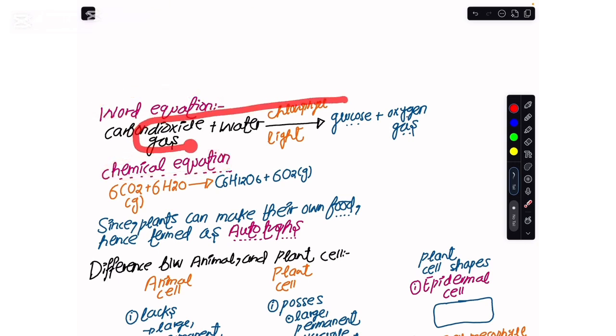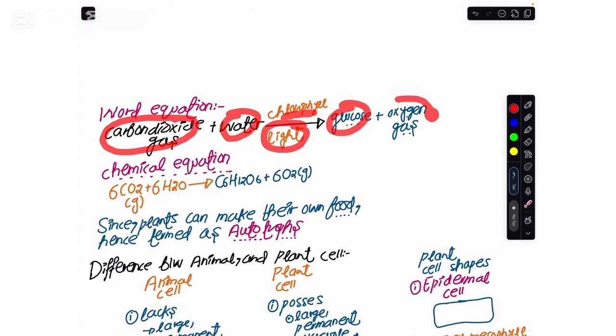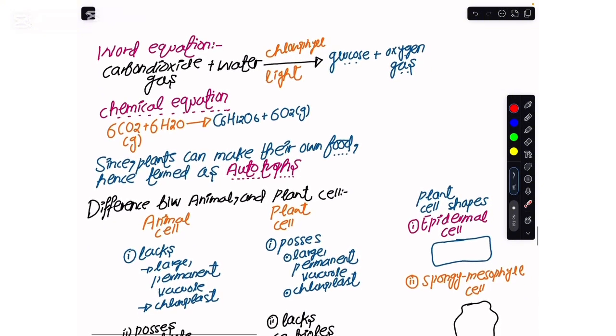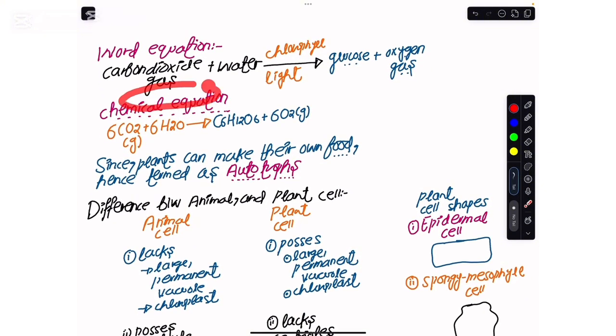This chemical equation is entirely opposite of respiration. Over there, the reactants were glucose and oxygen gas, but here the reactants are carbon dioxide and water. When the chlorophyll absorbs the light, we end up making glucose and oxygen gas out of it. And if we look at the chemical equation here, again I have 6 molecules of CO2. They combine with 6 molecules of water. We end up making 1 molecule of glucose and 6 molecules of oxygen gas.